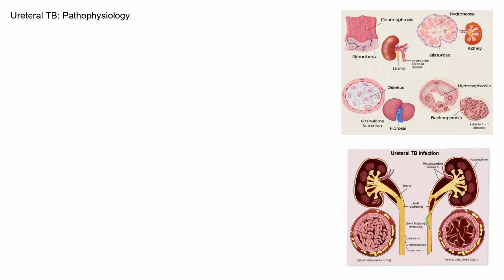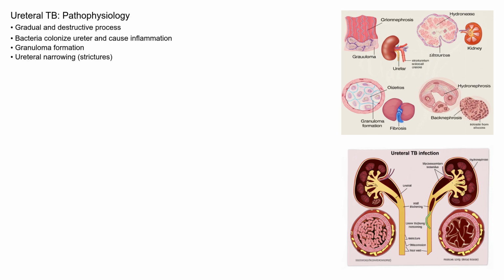The pathophysiology of ureteral TB is a gradual and destructive process. Once the bacteria reach the ureter, they begin to colonize and cause inflammation. This inflammation leads to the formation of granulomas, which are clusters of immune cells attempting to contain the infection. These granulomas can cause narrowing or strictures of the ureter. As the disease progresses, the ureteral wall becomes thickened and fibrotic, further obstructing the flow of urine. This obstruction can lead to hydronephrosis, which is a swelling of the kidney due to the backup of urine. In severe cases, it can lead to kidney damage and even kidney failure.